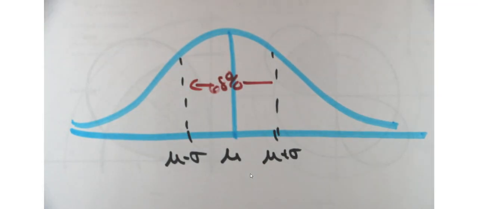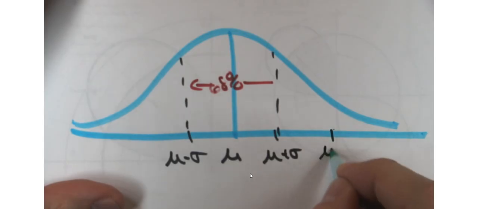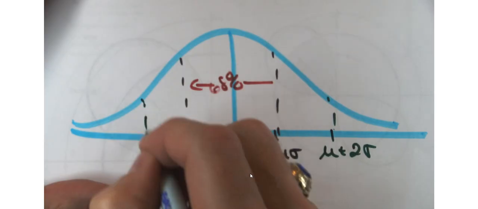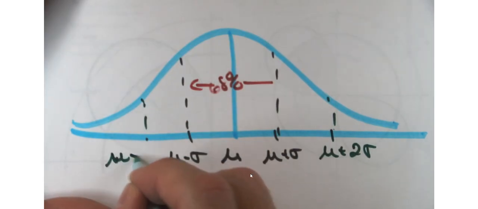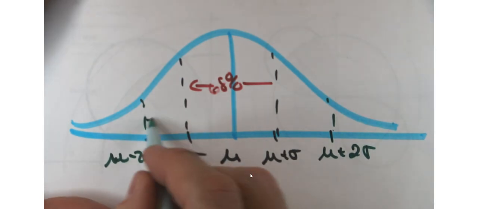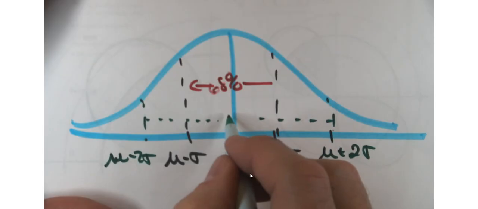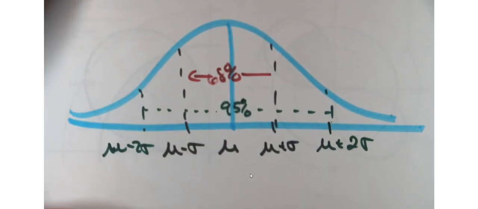I can go a little further, maybe move 2 standard deviations away from the mean. So mu plus 2 sigma and mu minus 2 sigma. How much of the data is now between these two? 95% of your data. So almost all of your data is going to be within those 2 standard deviations.